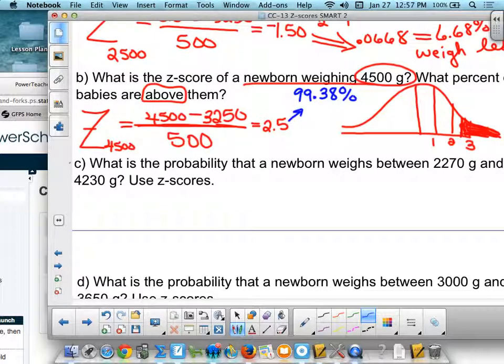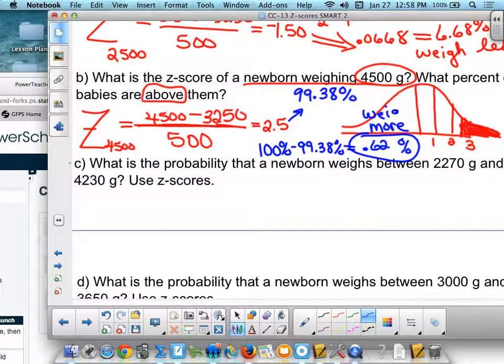So what weighs more than that baby? 62%. Yeah, aren't we going to take 100%, take away the 99.38, and get what? 0.62. Okay. 0.62 weigh more. Not much. That is a big baby. And that big baby, there's not much more that will come out bigger, I guess. Okay.